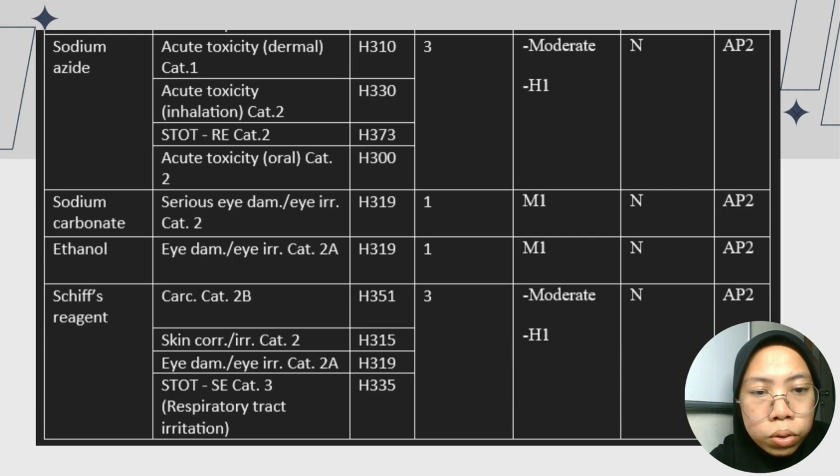Ethanol also causes health effects only through dermal exposure. The hazard rating is 1. The level of risk is moderate. The existing control is inadequate, and the action priority is also 2.